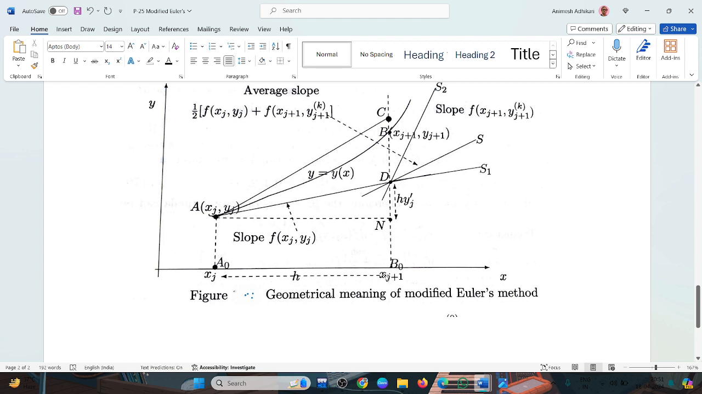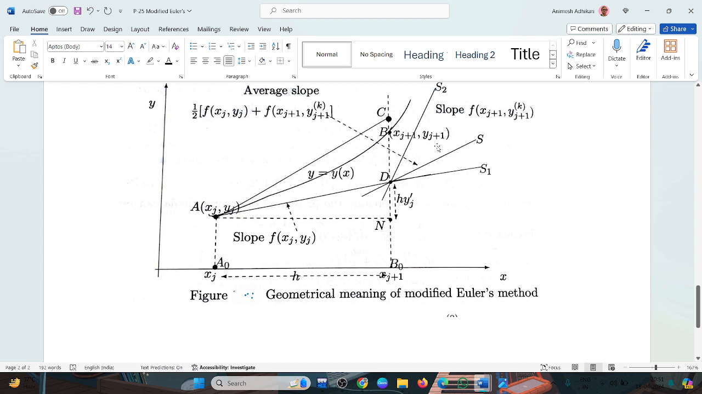This point is, say, x1, and this is the step length h1. So this point is the approximate value of y1 by Euler's method. This height is y1. This is y0 plus h into y dash 0.